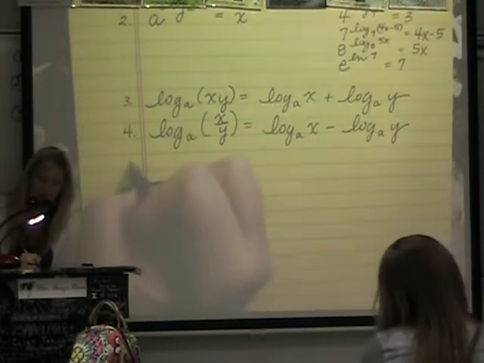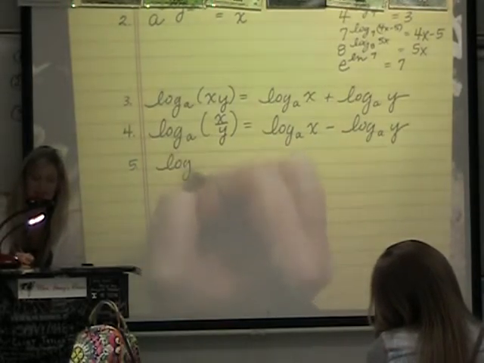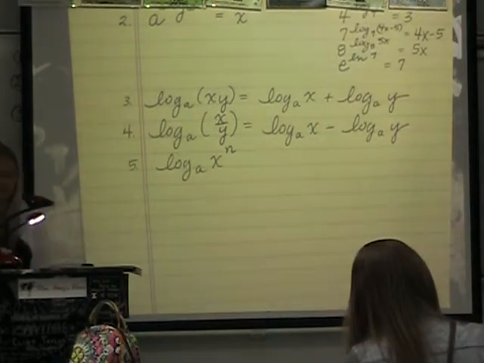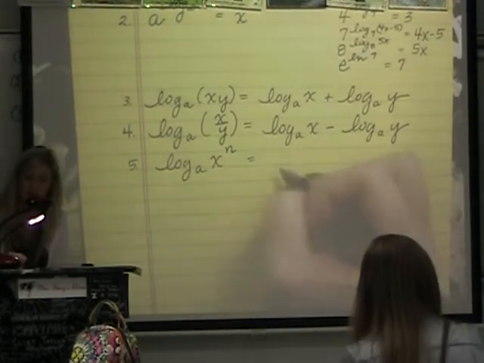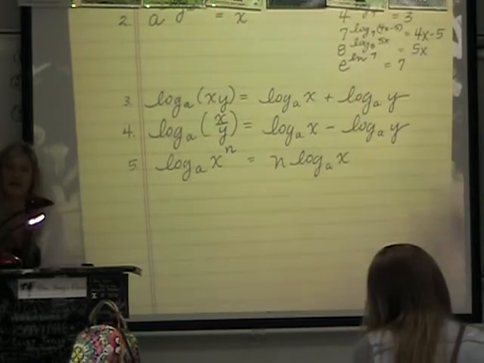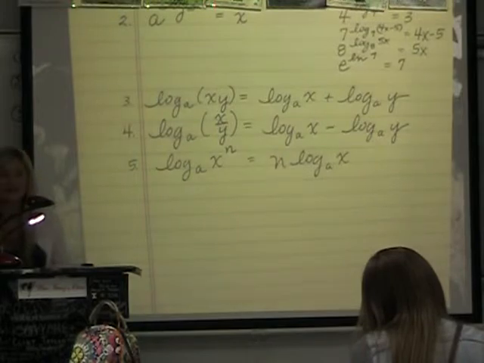And then property number 5 is going to be if you have log base a of x to some power, which I'm calling n. You can pull that n down to the front and multiply it times log base a of x. Those are the expanding properties of logarithms.